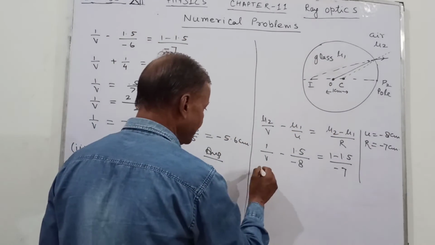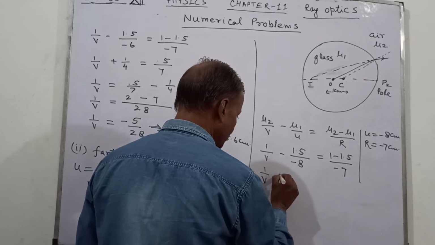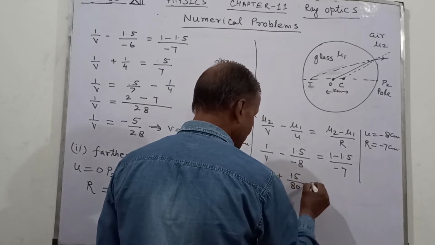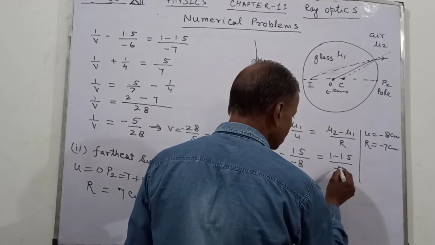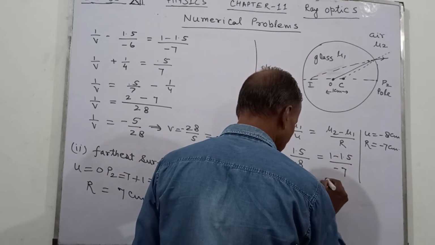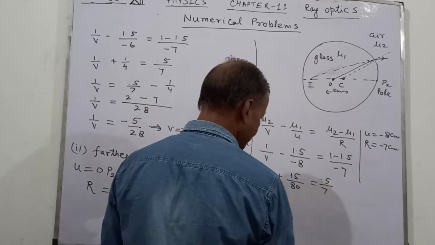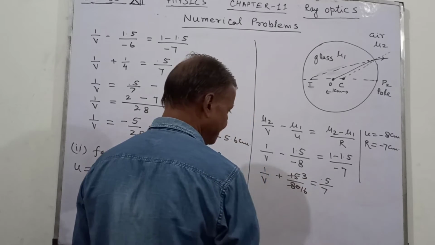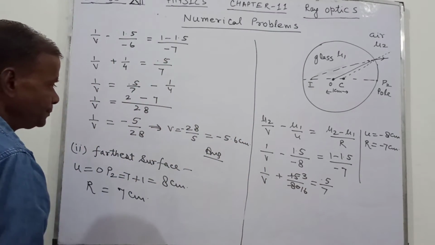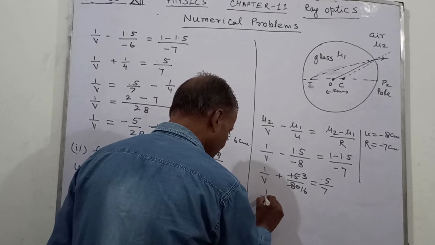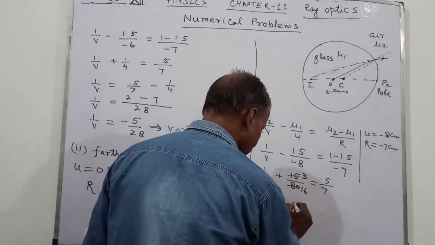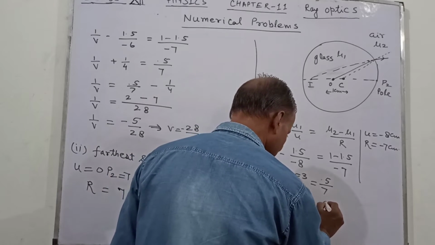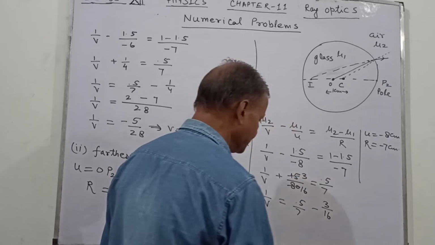So now we simplify. 1 upon v plus 15 upon 80 equal to, so this is now your 0.5 upon 7. So 5 threes, 5 sixteens, or this 1 upon v is equal to 0.5 upon 7 minus 3 upon 16.